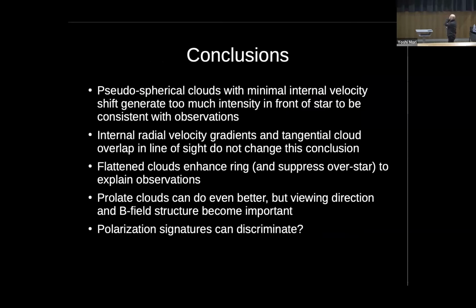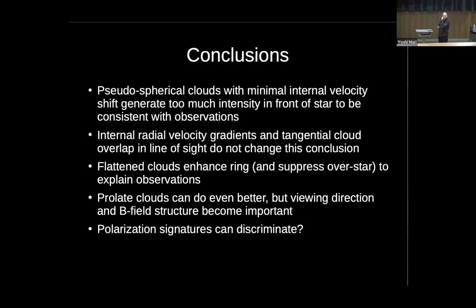So those are the conclusions then. So pseudospherical clouds with a minimal internal velocity gradient produce just too much intensity in front of the star. And I think that's a fairly strong result. The flattened clouds are much better. Prolate clouds better still, as long as the field is not well organized.